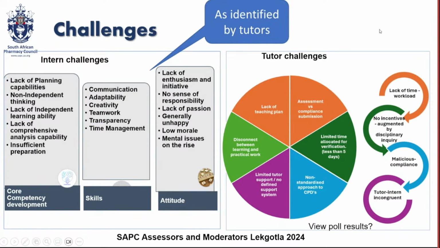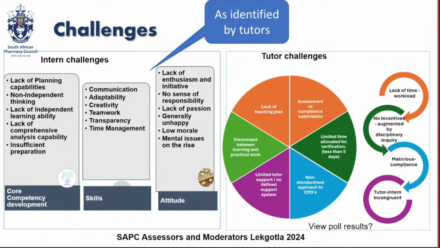Thank you. So in our last Lekotla meeting, we invited some tutors from various provinces and we asked them to reach out to their interns, not just in their facility, throughout the province, and gather some challenges that the interns were facing and challenges that the tutors were facing with a particular portfolio of evidence and submission of portfolio evidence. And these are some of the issues that were highlighted.